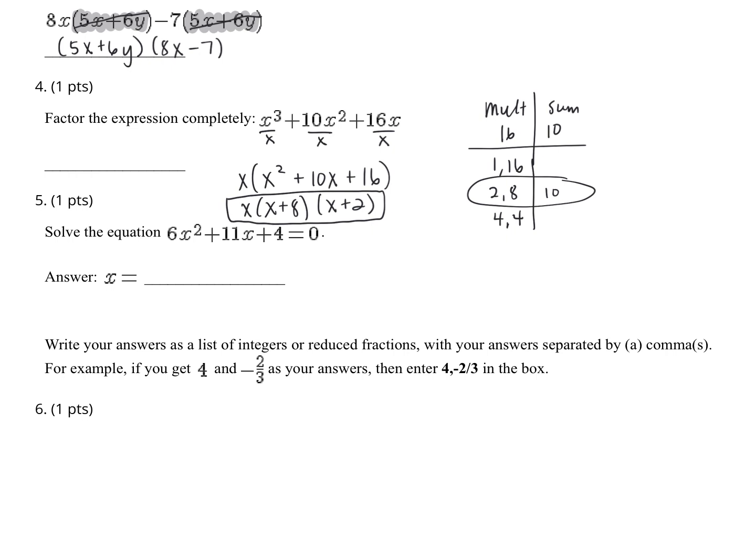Notice number 4 is factor, so you stop there. You don't give answers because it just says factor and it's not an equation. On number 5, it's an equation, so you're going to actually solve. So here you can either solve by factoring if it's factorable, or you can solve using the quadratic formula. So I'm going to try to factor first and see if it's factorable.